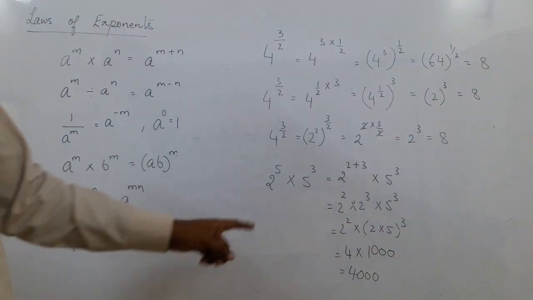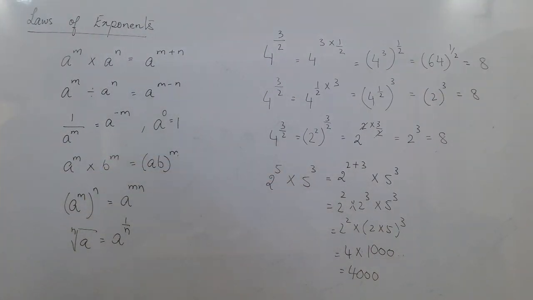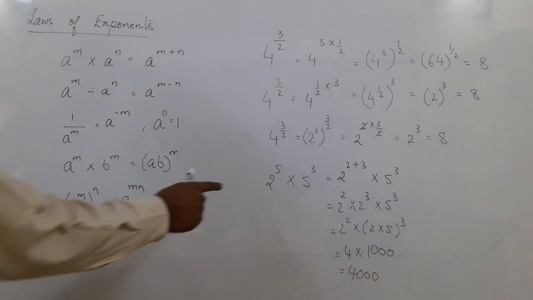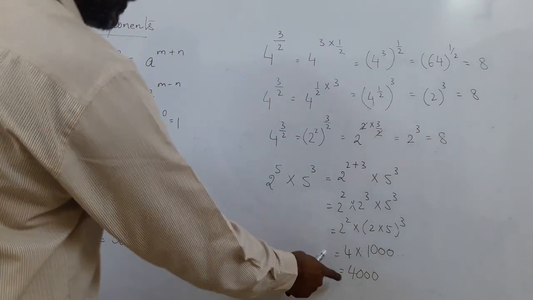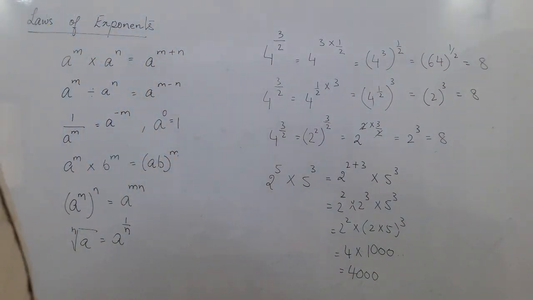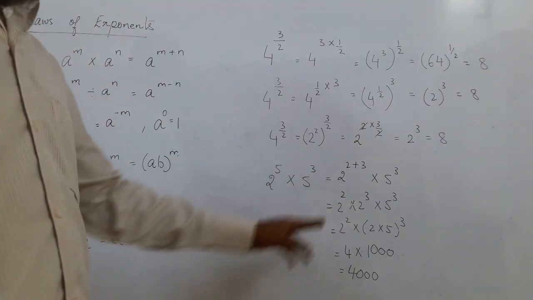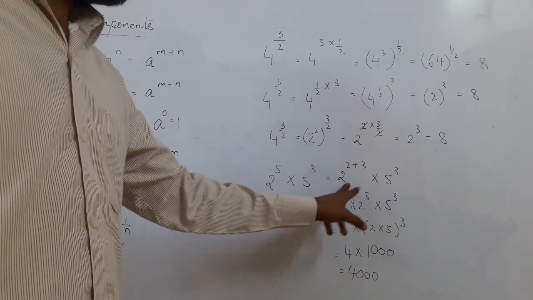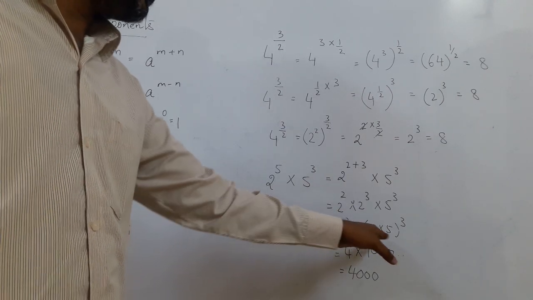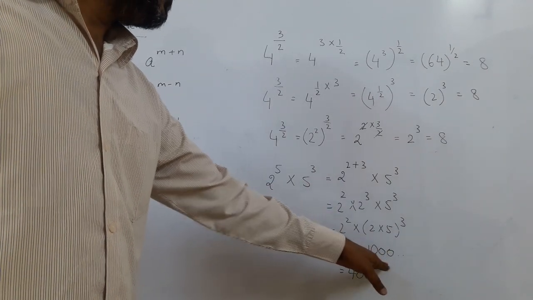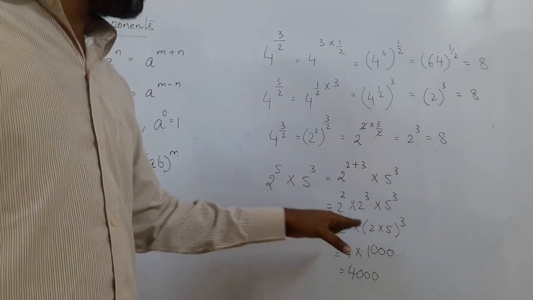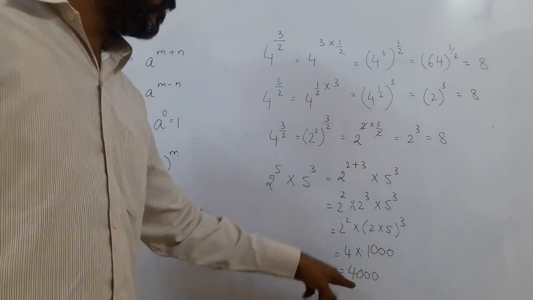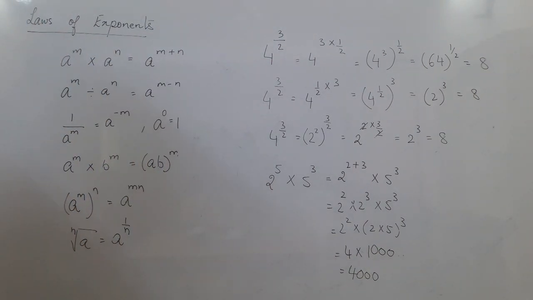Even if you had done 2 raised to 5, 32, into 5 raised to 3, 125, 125 times 32, you would get 4000. But what I did here, you can see, I broke this up into 2 and 3. Now 2 5s I know are 10. So I clubbed 2 and 5 together. So 10 cube is 1000, and what remains? 4. So 4 into 1000 is 4000. So these are the ways to make it easier.